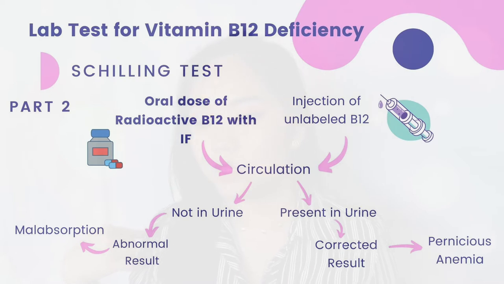of the unlabeled B12. So now that we added intrinsic factor, if the defect or abnormality in your body is that you don't produce intrinsic factor, then in part two, when you're given intrinsic factor, this should correct the abnormality and you should be able to absorb vitamin B12. And if it corrects and it shows up in your urine, then that means you have pernicious anemia because it's your intrinsic factor that's lacking. That's why you couldn't absorb the vitamin B12.